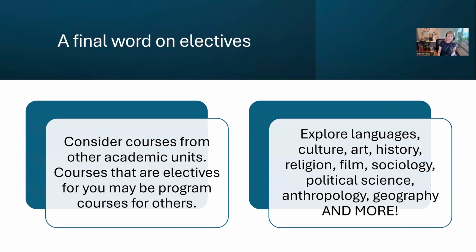Okay, a final word on electives. I've basically said all this as well. Consider courses from other academic units. Consider courses that are electives in other programs and that are core courses in other programs, and come from different departments. So sociology, political science, anthropology, geography, and so on and so forth.